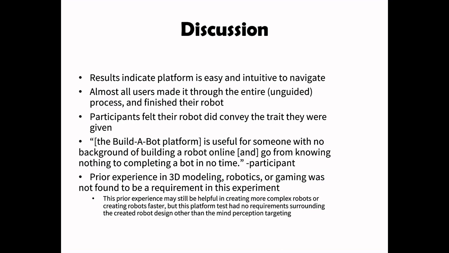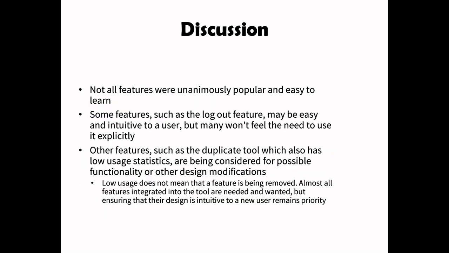Prior experience in 3D modeling, robotics, or gaming was not found to be a requirement in this experiment by the chi-square test. This does not mean that prior experience is not helpful, but it was not found to be required. Not all features were unanimously popular and easy to learn. Some features, such as logout, are easy and intuitive, but users won't necessarily feel the need to use this. Other features, such as the duplicate tool, also has low usage statistics and are being considered for design modifications. Really, we want to make sure that all features are intuitive for new users as much as possible.